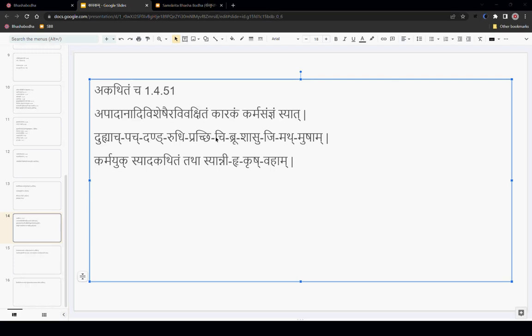The next one is chi. Chi is again a commonly used dhatu. Chinoti, chinute, ubhayapadi. Chinoti. What is the meaning of chinoti?